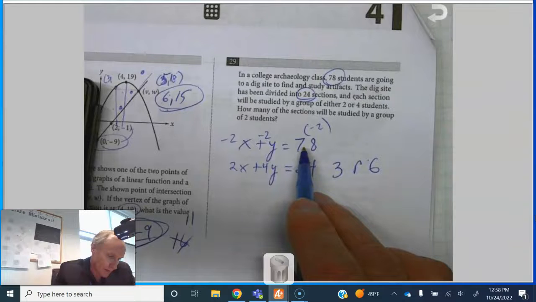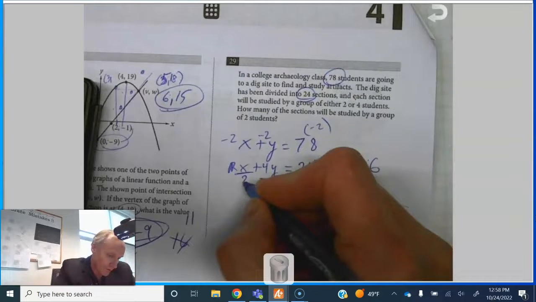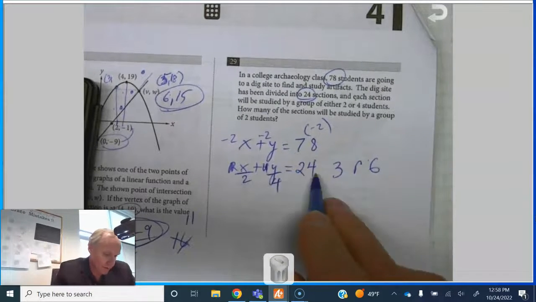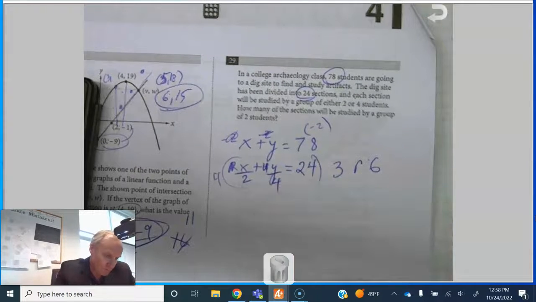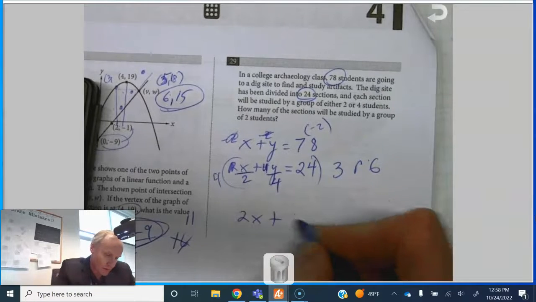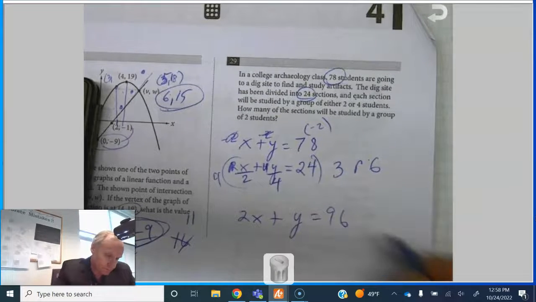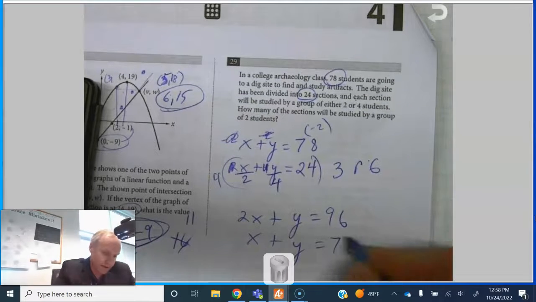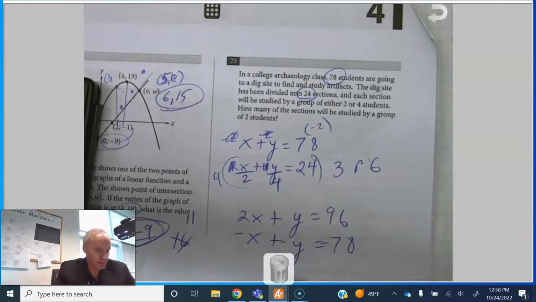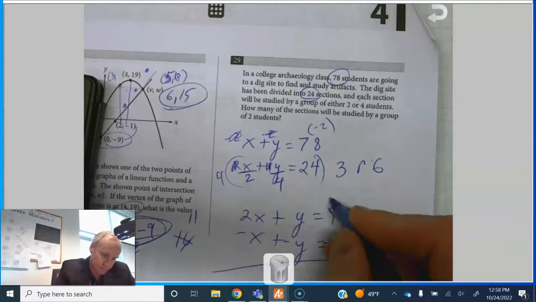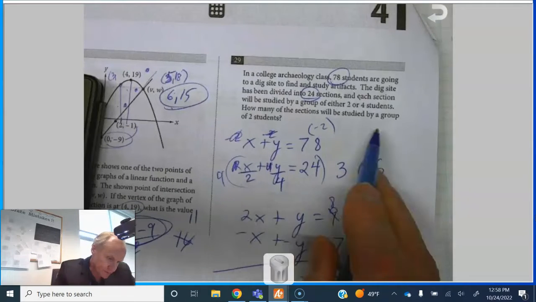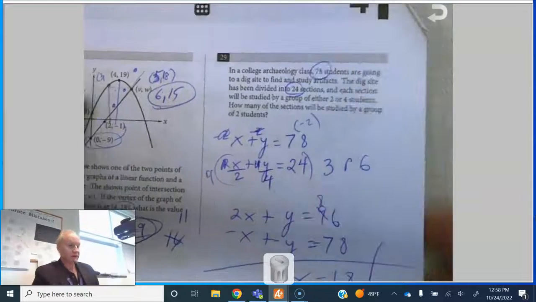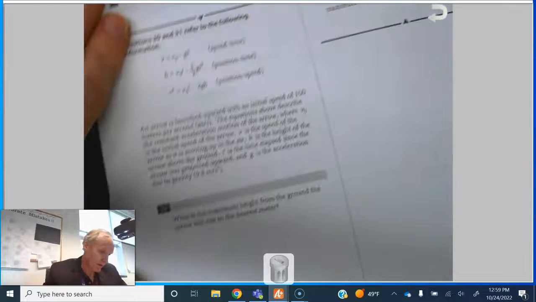78 students in all. Oh, x over 2, y over 4 equals 24 sections. Okay, there we go. So multiply this by 4, and we get 2x plus y is equal to 96, and x plus y is equal to 78. Going to change the sign. We're going to add those together, and we've got an 8. X is 18, and that was the ones with 2 students, so it's 18. A little slow today. All right, what about these?